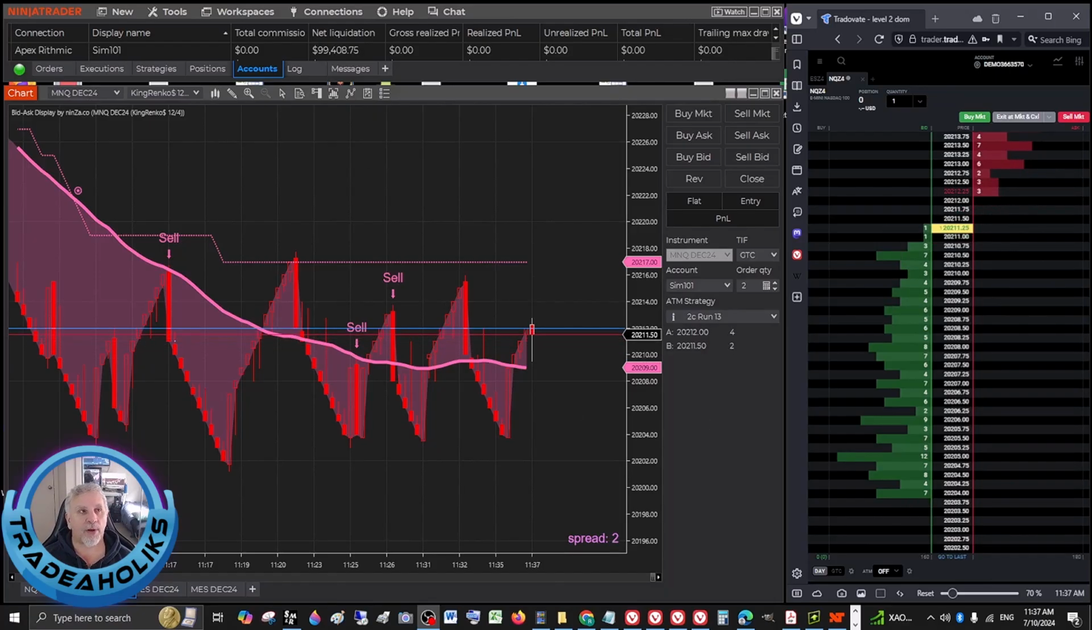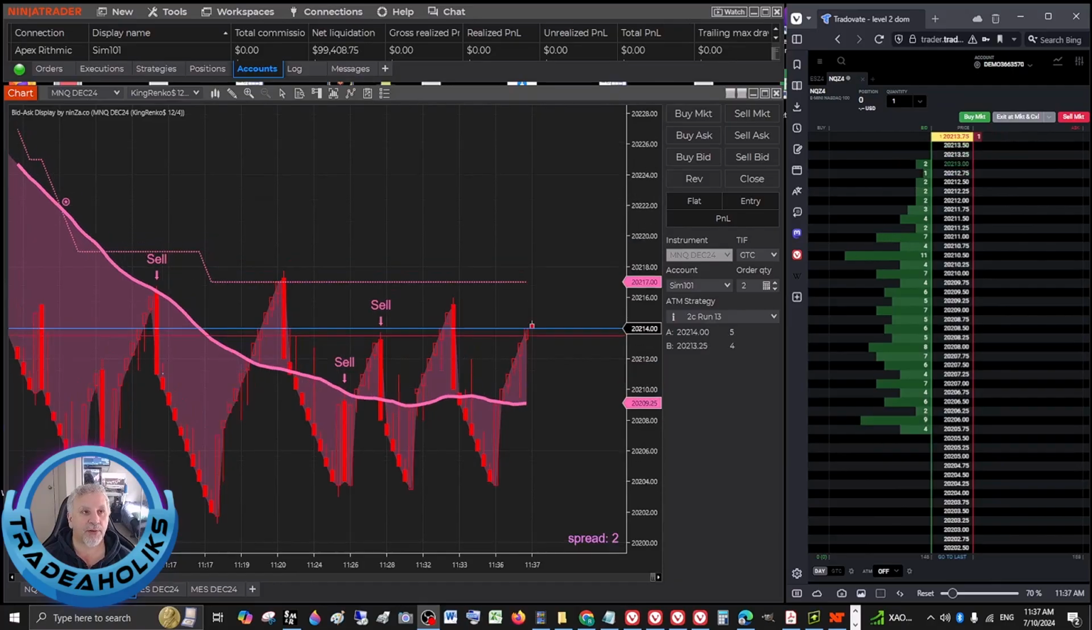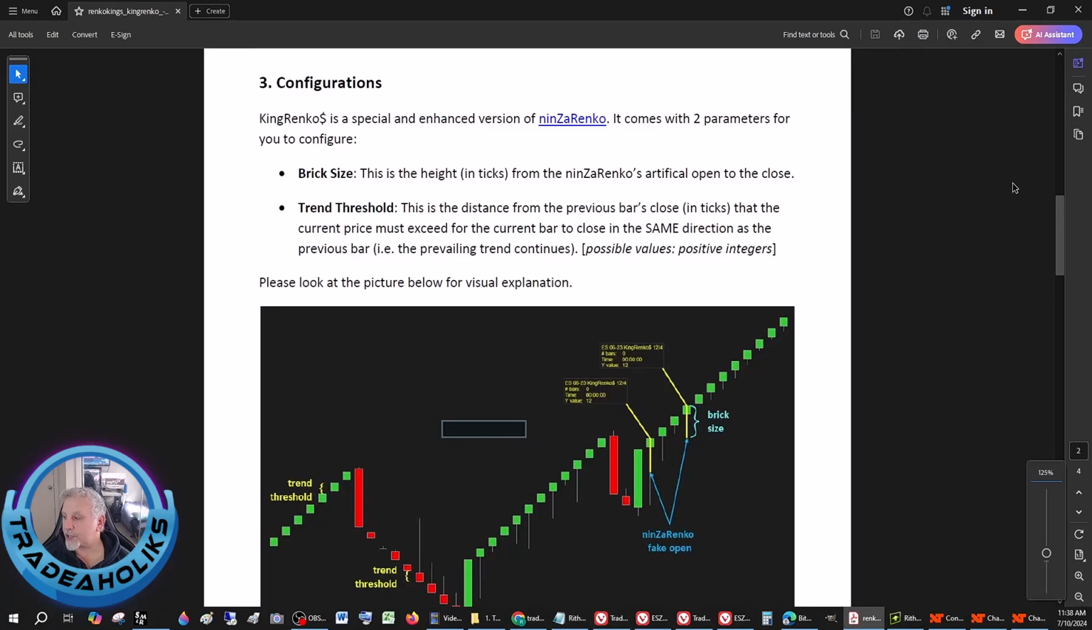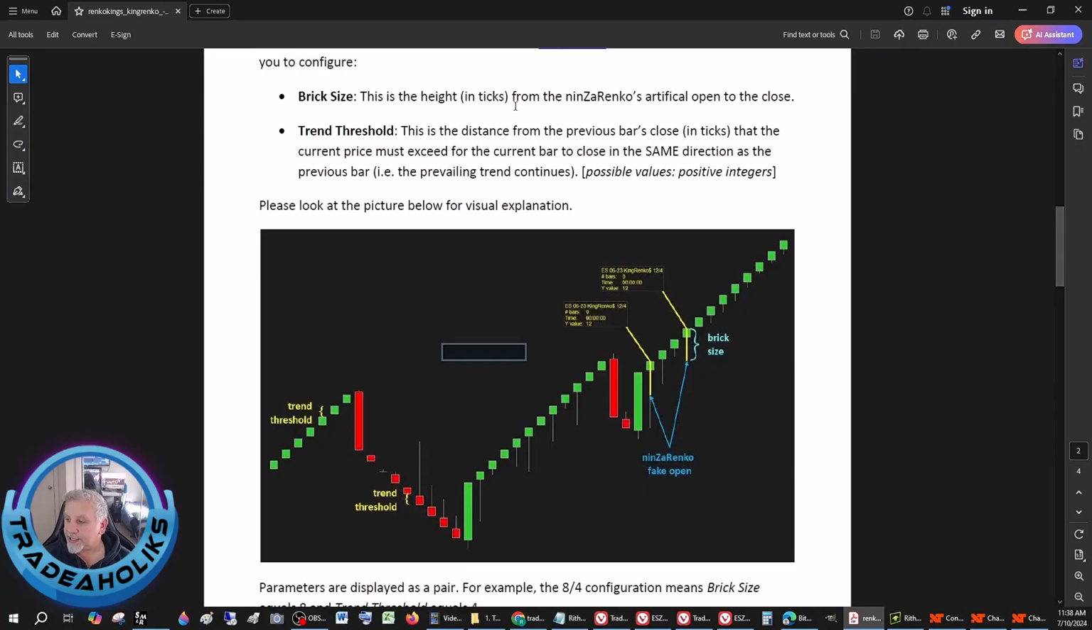Now, before I get into it, I'll explain what the actual candles are and how they get formed. So if I go to my right screen over here, this is an explanation of the actual formation and how the candles get formed. Let me just blow this up a touch more. Okay, so here's an explanation of it. Brick size: this is the height in ticks from the Ninja Renko's artificial open to close. So you'll see it's basically the candle size, okay?